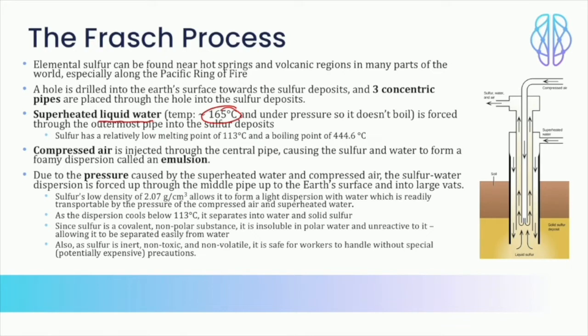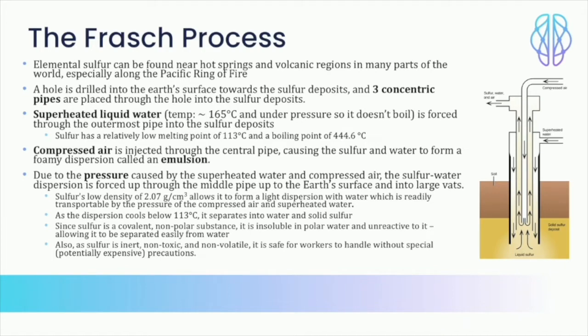This is because the water, or the superheated liquid water, is under a high pressure. So this prevents it from forming a vapor or a gas, right? So it stays a liquid even at that high temperature. Basically, what we do with this is we melt the sulfur.